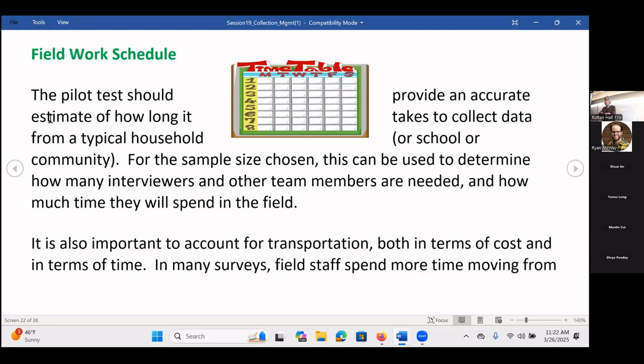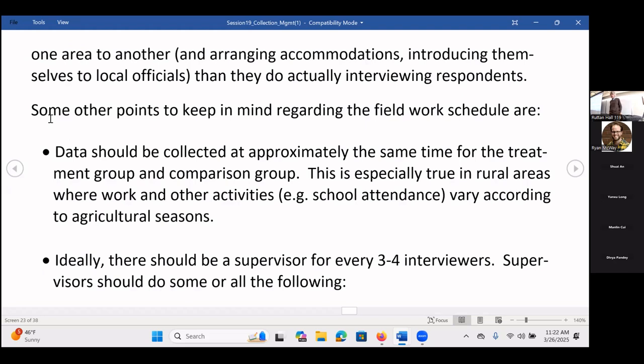There's lots of things to organize, like transportation and lodging of people. If they're going far out, they may have to stay overnight and go out someplace for a week. Okay, to move them around. So just a few points about this.